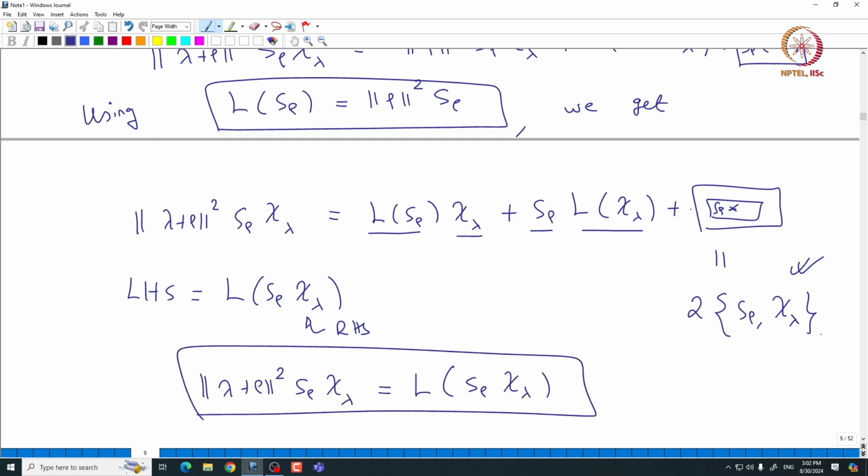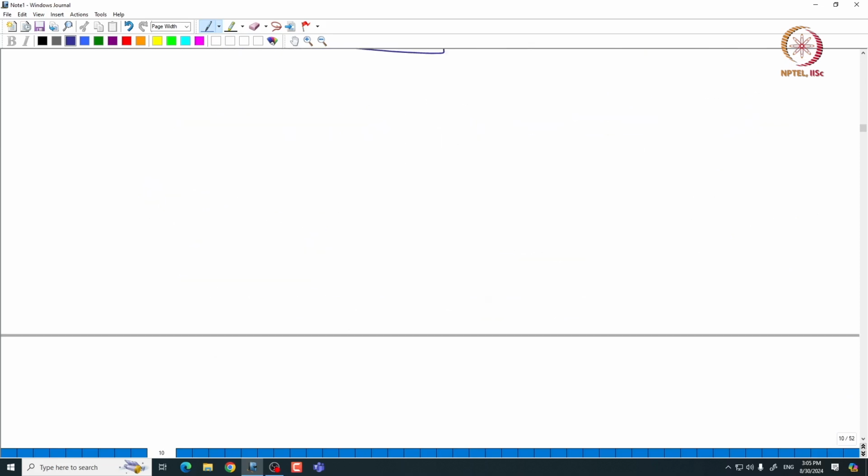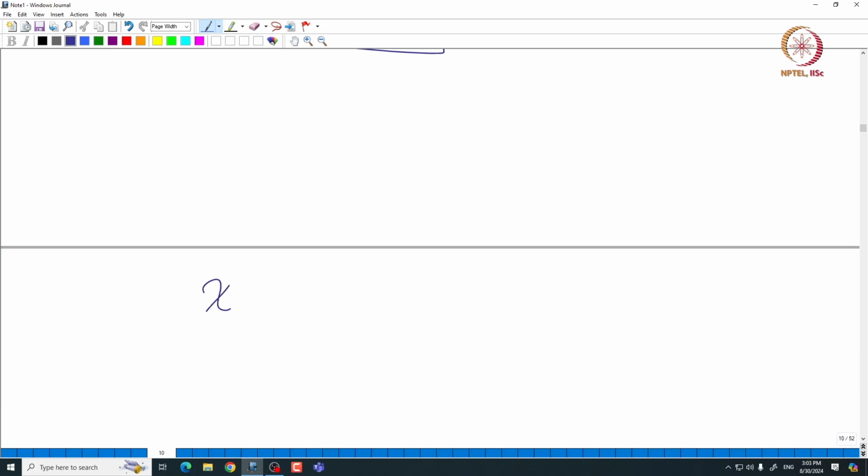In order to prove S rho chi lambda is nothing but S lambda plus rho, which is actually true because of this. So, that proves that the Weyl character formula is true. This proves that chi lambda is exactly equal to S lambda plus rho divided by S rho.